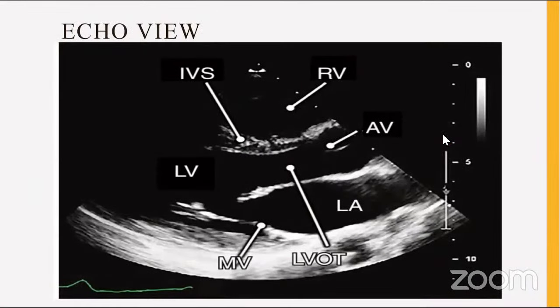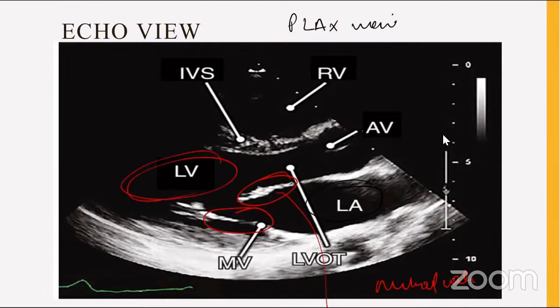Now this is the echo view showing parasternal long axis view. In this is left atrium. This is the mitral valve. And we have this left ventricular cavity. The structure attached to this leaflet of the mitral valve is the papillary muscle. We have this LVOT, that is left ventricular outflow tract. Here we have this aortic valve, and then we have aorta going.